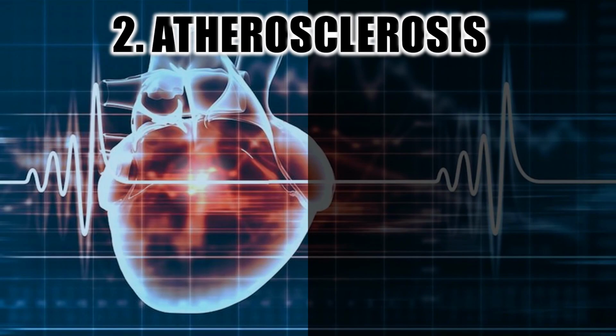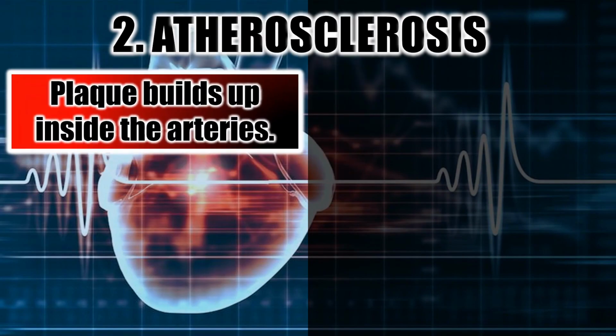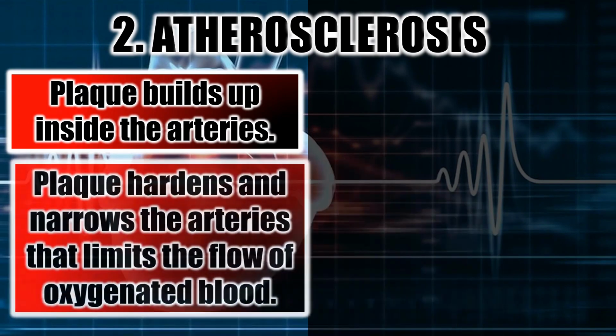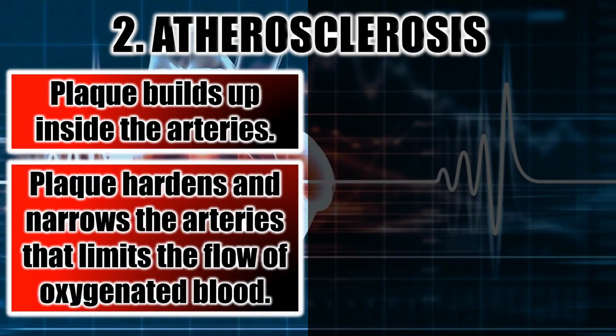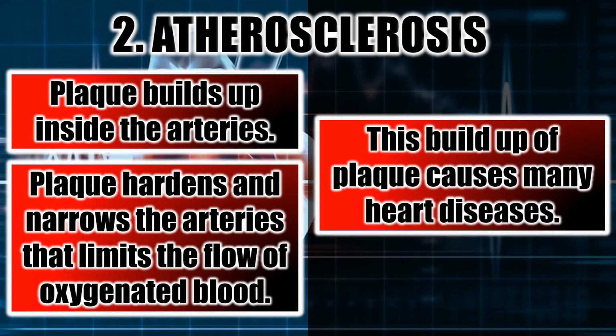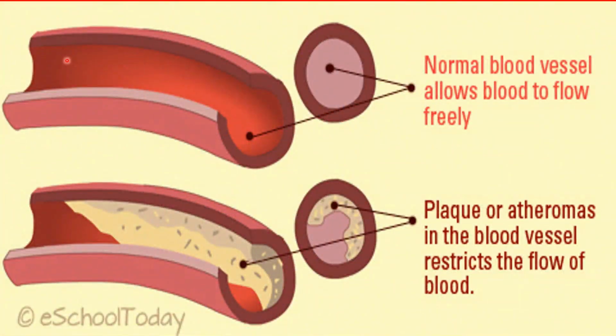Number 2, atherosclerosis. In this condition, a plaque builds up inside the arteries. This plaque hardens and narrows the arteries that limits the flow of oxygenated blood. This buildup of plaque causes many heart diseases. This is what a normal blood vessel looks like. You can see that blood can flow freely. And this is when a plaque or atheromas builds up, restricting the flow of blood.